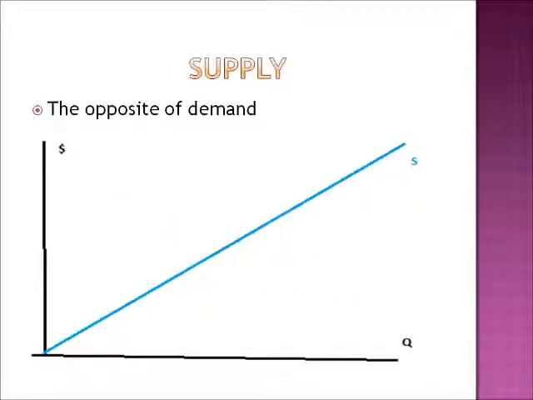Now, supply is essentially the opposite of demand. As price increases, the suppliers are willing to make more of the good. So if you look at the chart, you'll notice that the higher the price, the more quantity produced for the blue line, denoting supply.